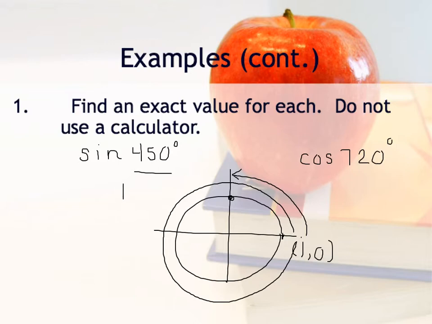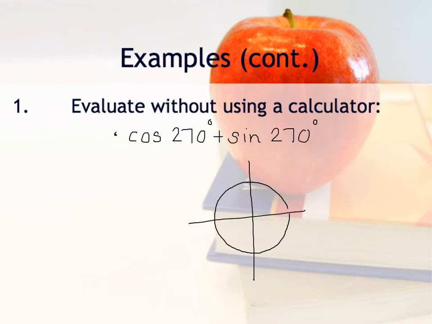In the second example, I ask for the cosine of 720 degrees. And again, the magnitude is positive, so continue moving in a counterclockwise direction. We're at 450 degrees here. Another 90 would be 540. Another 90 would be 630. Another 90 would be 720. We'd land right here on the unit circle. But this time cosine is the x-coordinate, so the cosine of 720 would be 1.